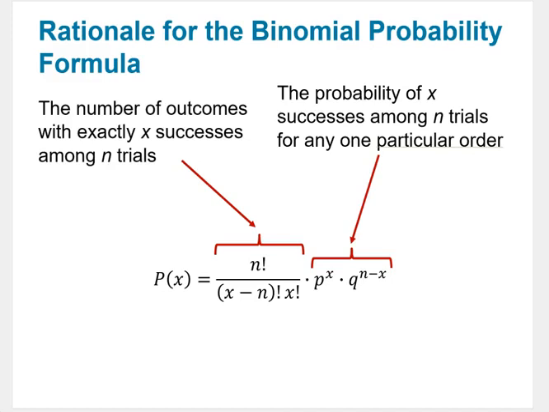This first part gives the number of outcomes that could happen with exactly X successes among those n trials. So that is our combination formula. You can use the combinations that we talked about in the previous chapter. Instead of writing that out, I'll just write combos. So you can use the combination formula here.